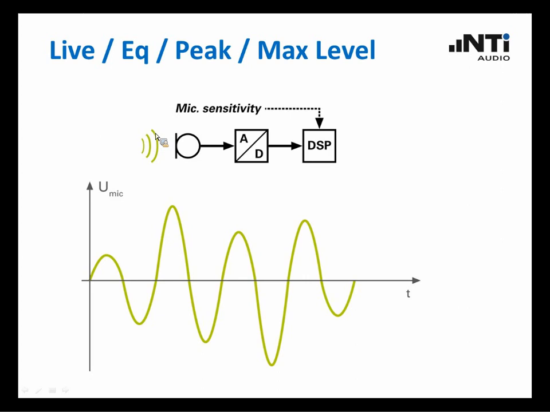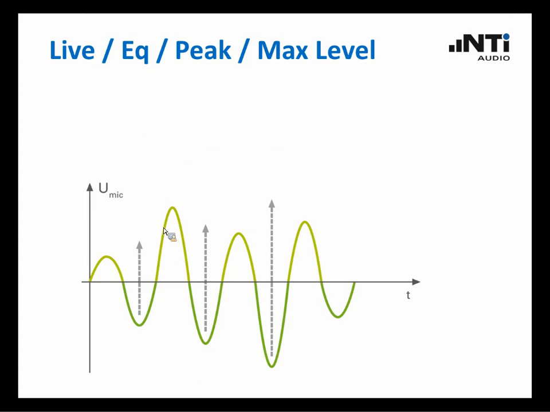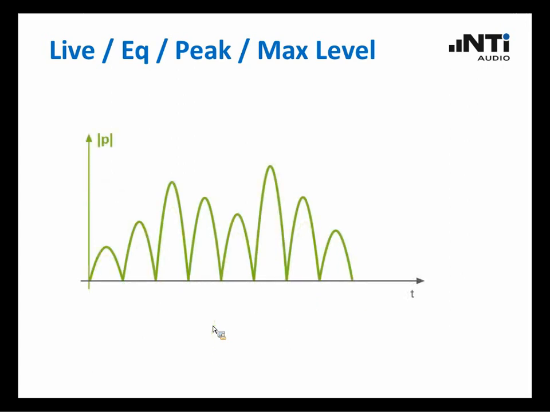So the output voltage of a microphone capsule is an AC voltage, and the first thing that we do is rectify this AC voltage, which means that we flip the negative half waves to the positive side, to the upper side of the graph, and that we do by squaring this signal. And of course, as we said before, we also scale it together with the microphone sensitivity. So this gives us the rectified sound pressure level signal. And this is already the first measure that we can use for the peak measurement.